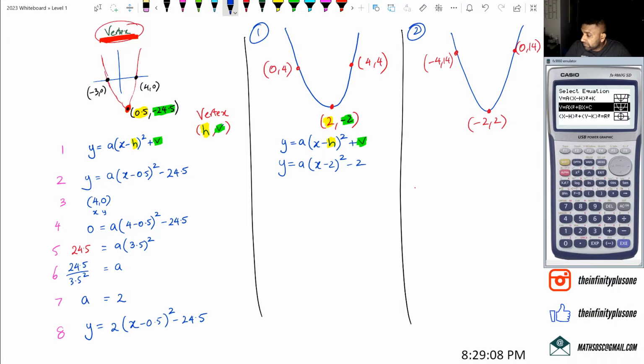Now I've got to figure out the a value. So I pick a point. I am going to pick this point here, 4, 4. So I'm going to choose 4, 4, which means my x value is 4, my y value is 4. So I'm going to get 4 is equal to a(4 minus 2) squared minus 2.